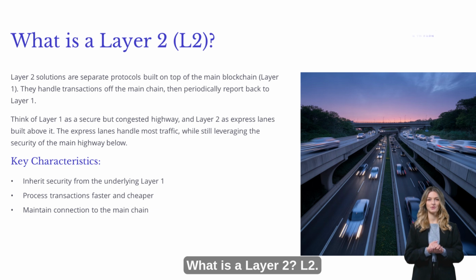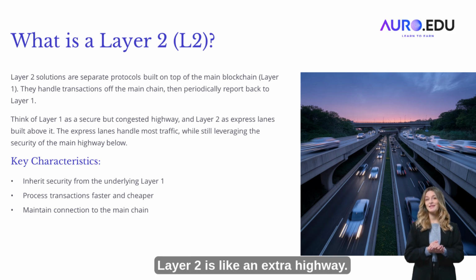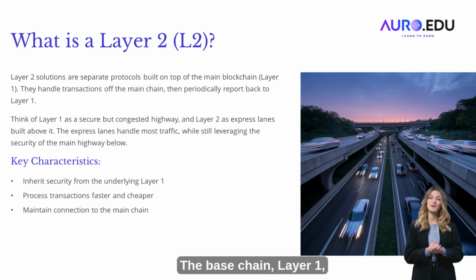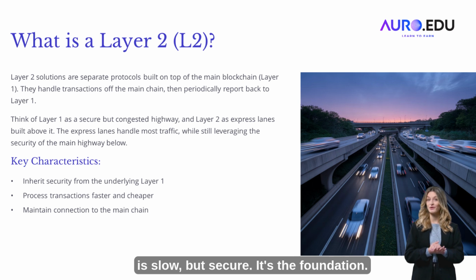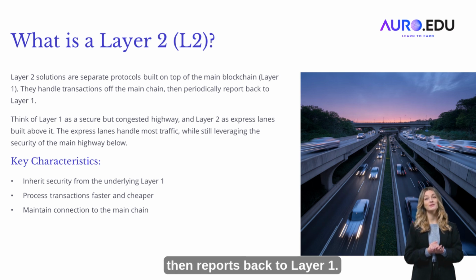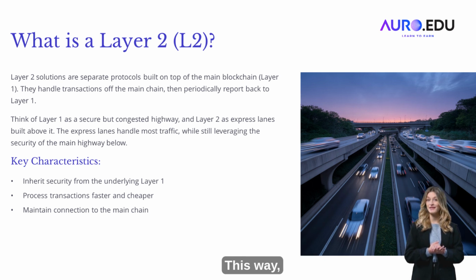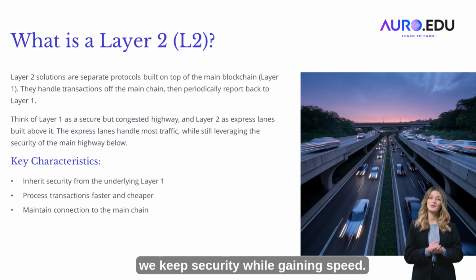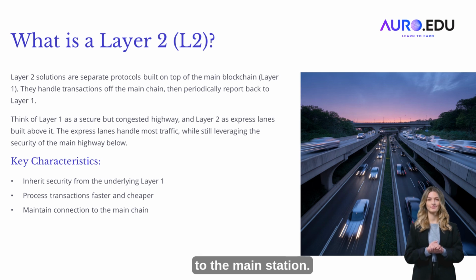What is a Layer 2? L2. Layer 2 is like an extra highway built on top of the main blockchain. The base chain, Layer 1, is slow but secure. It's the foundation. Layer 2 handles transactions faster, then reports back to Layer 1. This way, we keep security while gaining speed. It's like having a fast train connected to the main station.